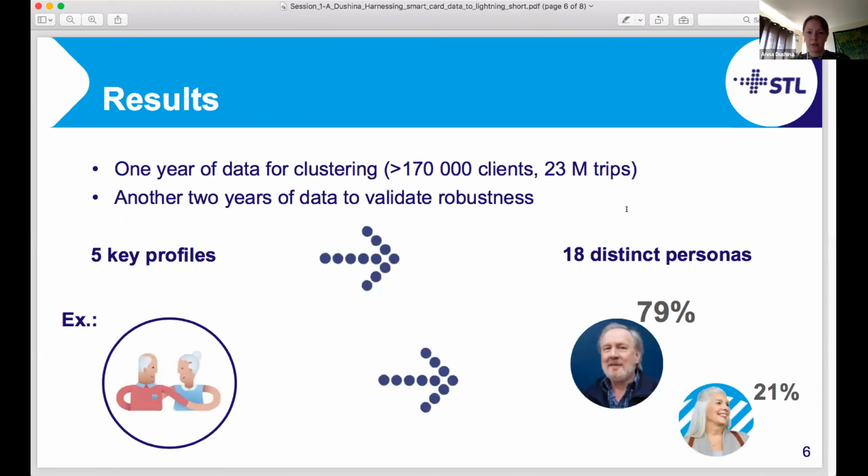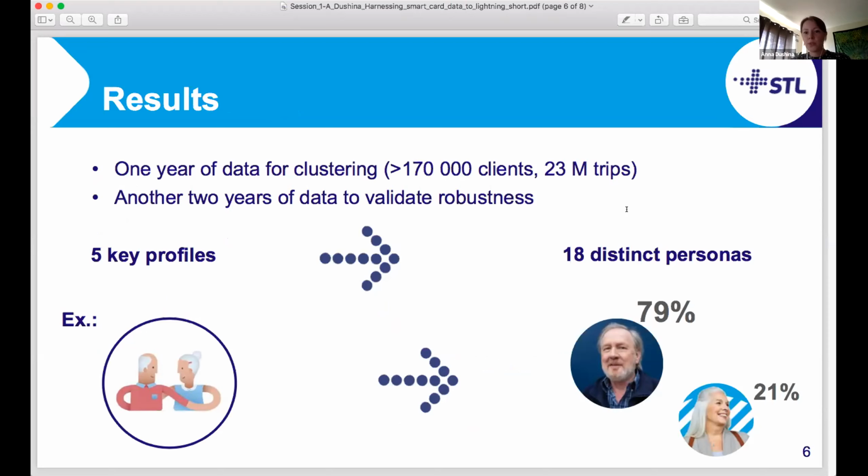So we used 1 year of data for clustering, which means it was done for over 170,000 clients. And actually it was done by month and client. That means that one and the same client could change cluster depending on his travel patterns from 1 month to the next, which we find is very useful for tracking changes in behavior.